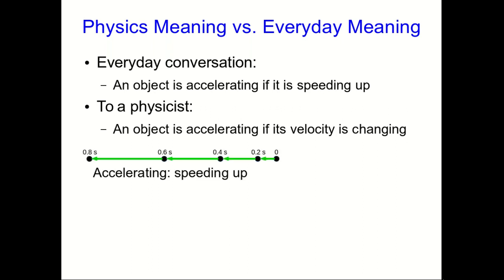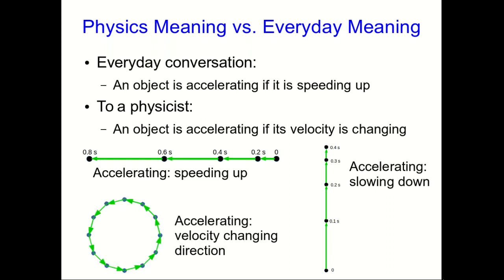One is that the object can be speeding up. This is the case where the physicist's definition agrees with the everyday definition. But if something is slowing down, its velocity is changing, and so a physicist would say that a slowing down object is also accelerating. And finally, here's an object that's moving at constant speed, but the direction of the velocity is changing, and so this object is also accelerating.